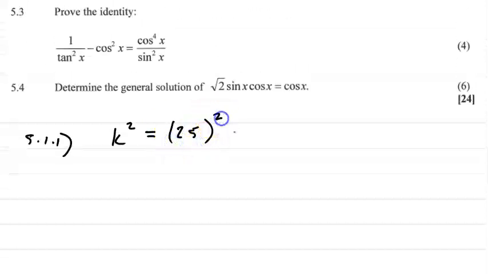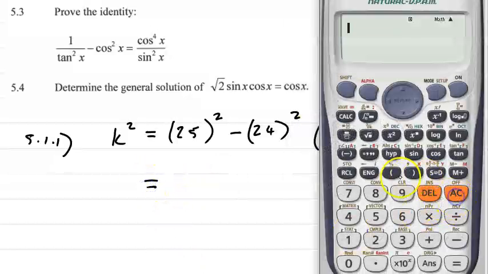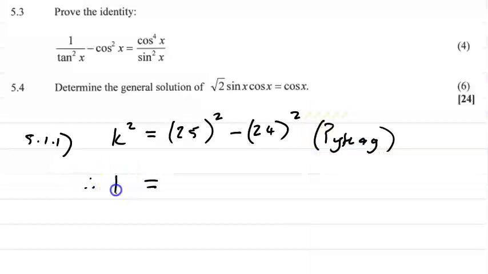25 squared minus 24 squared, and we are using the theorem of Pythagoras. That's now equal to, let's use our calculator, 25 squared minus 24 squared equals 49. So k squared equals 49. Therefore, we can say k is equal to plus or minus the square root of 49.